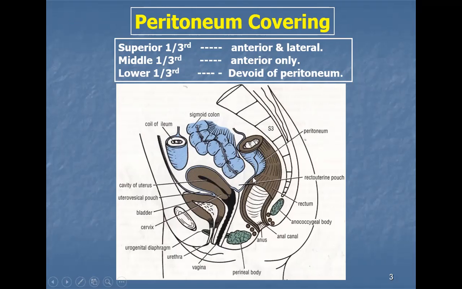If you go to the middle one third, it is only covered anteriorly by the peritoneum, with no lateral covering. If you go to the lower one third, it is devoid of the peritoneum, no covering at all. So there is an important relation in each third. Upper one third, anterior and lateral relation of the peritoneum. In the middle one third, only anterior relation, and in the lower one third, no covering of the peritoneum.